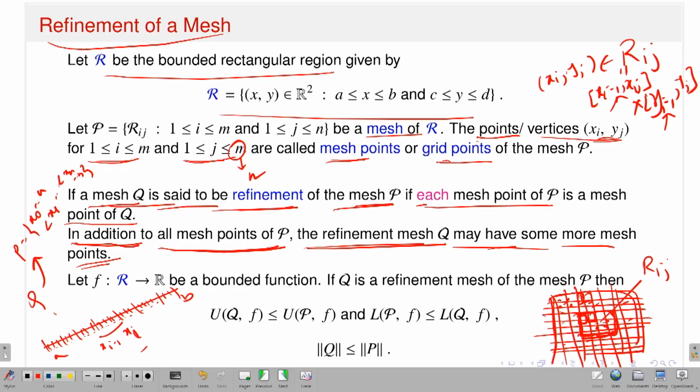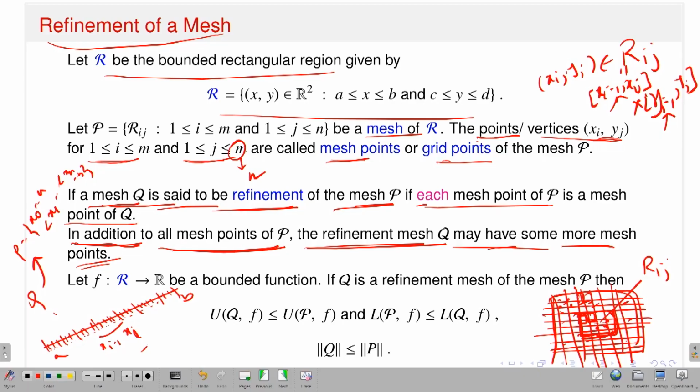Similarly, in the case of R2 you will have more grid points. Once I have a partition P, you go to your cell Rij and take a further partition. That means you have more grid points. Once I have the notion of refinement: if Q has more mesh points, it is called a refinement of your earlier partition. Or you take a partition, go to the cell Rij, make a further partition in that square, which is true for all i and j, and take all those points.